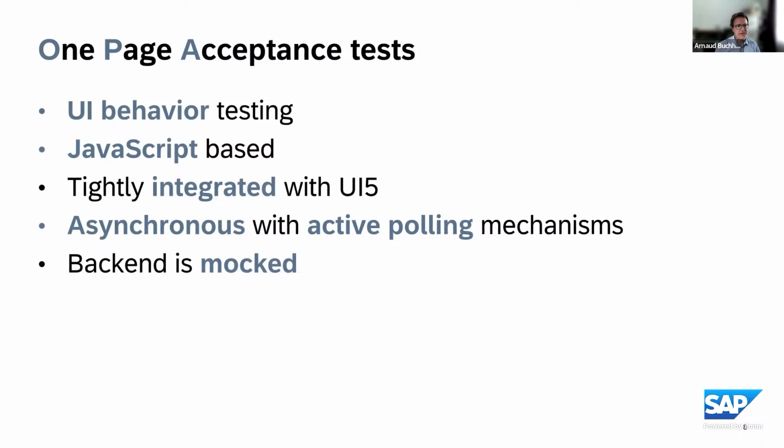It's a UI behavior testing framework. So it's entirely based on JavaScript, and it's tightly integrated with UI5. So it allows you to run the application, and while the application is running, you can actually test what's going on in the application. So it's completely asynchronous, and there is an active polling mechanism that allows you to wait for the application to reach a certain state.